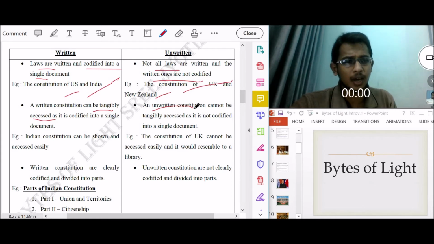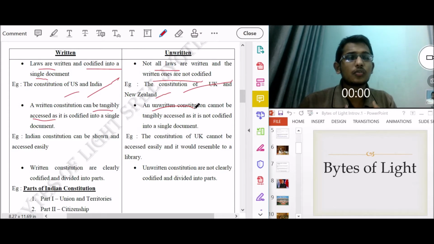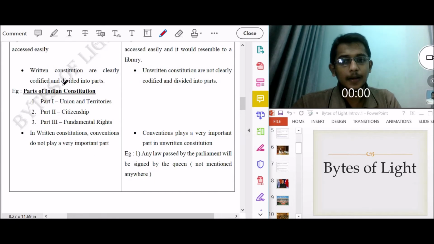For example, if you ask me to show you the constitution of the UK, I shall show you a library in which there are a lot of law points, a lot of books, a lot of commentaries which are part of the UK constitution. So that is a difference.